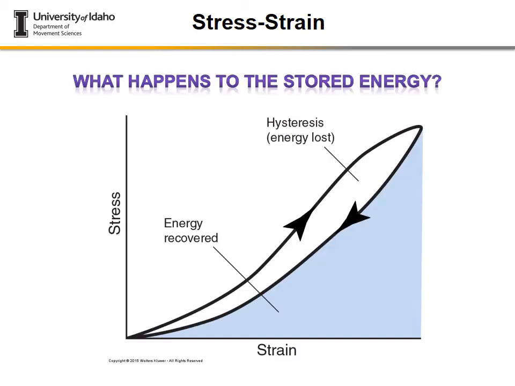Now, taking this further, let's talk about how inefficient our system, the human body, is. When we look at this graph, all this stored energy does not return. We know that energy is neither created nor destroyed, but it can be transferred to other forms of energy. The human structure is very inefficient, and this has a lot to do with the ability to return the energy that is stored within the system as it's loaded.